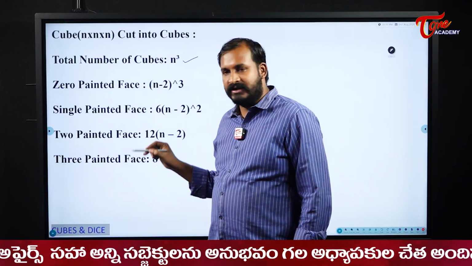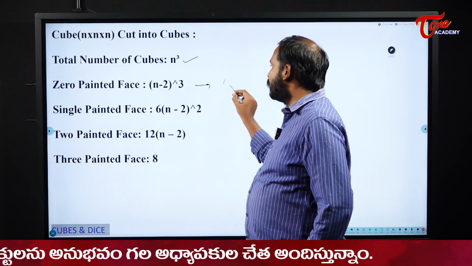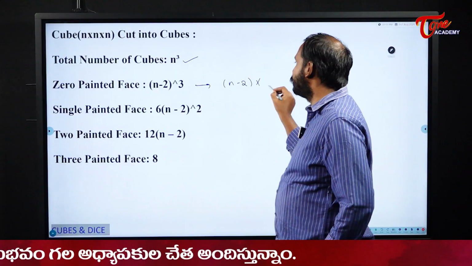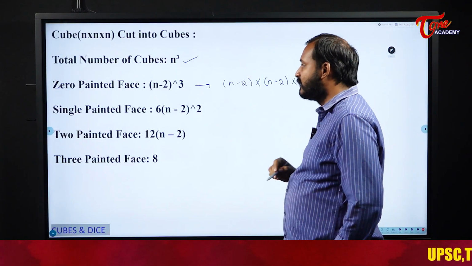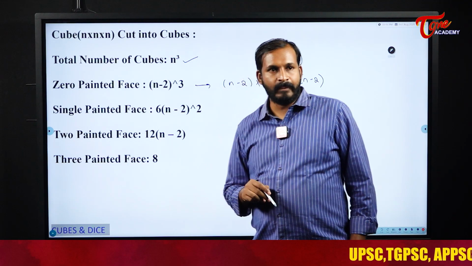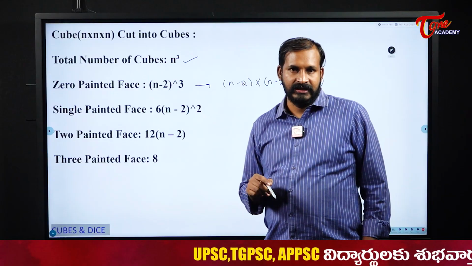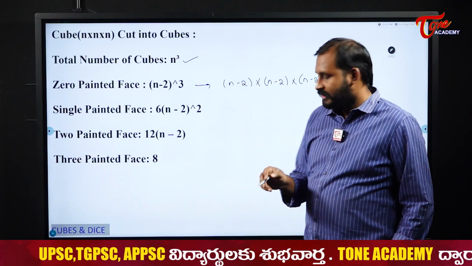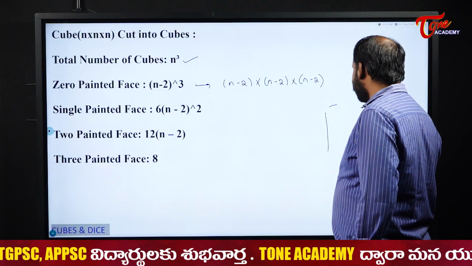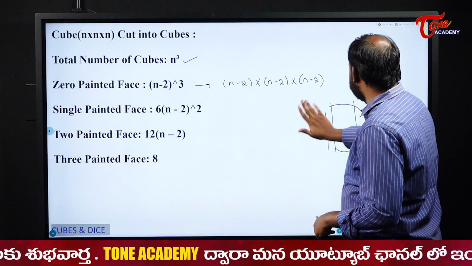Zero painted faces means no face painted: n minus 2 whole cube. We have written n minus 2 into n minus 2 into n minus 2. These are the formulas. Single face painted: 6 into n minus 2 whole square. Why? Because only one face we take and two rows will be deleted on each side.